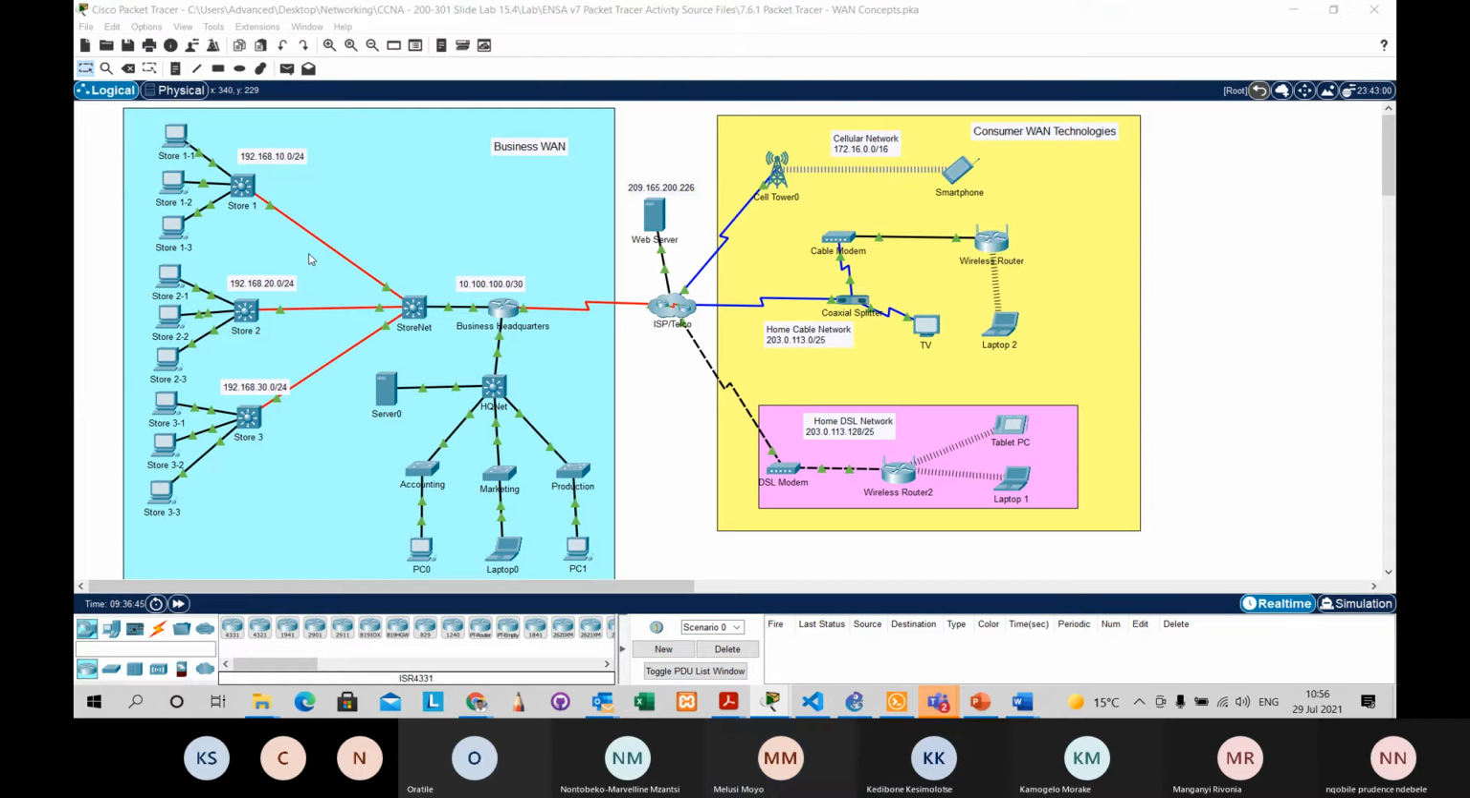Nontobeko? Hello, can you hear me? Yes, I can hear you. Yes, I said that role-based access control is the access based on roles and responsibilities of employees in the organization.